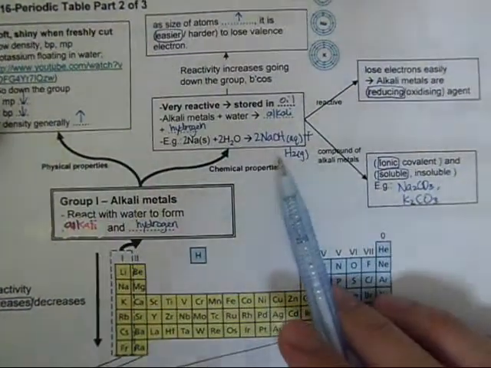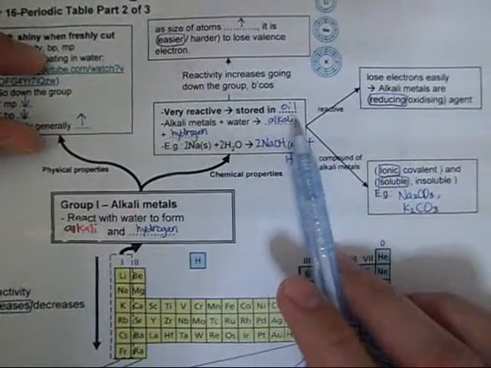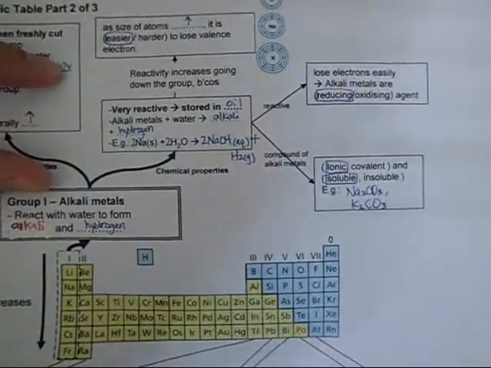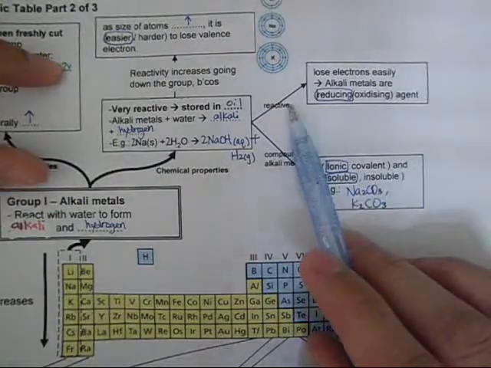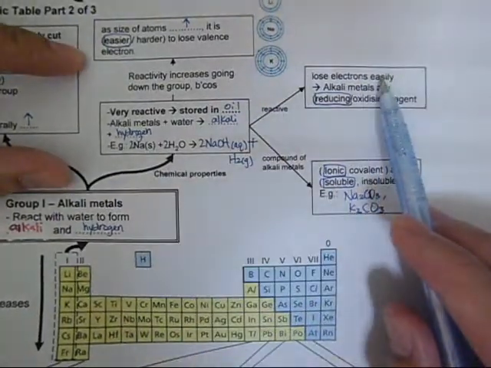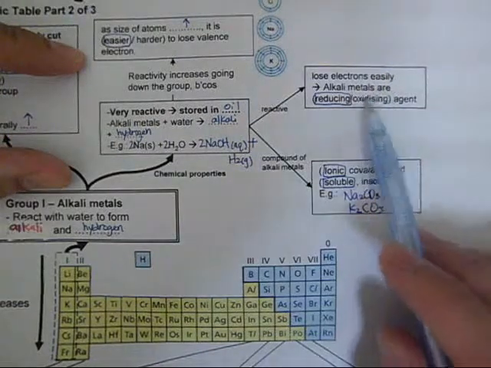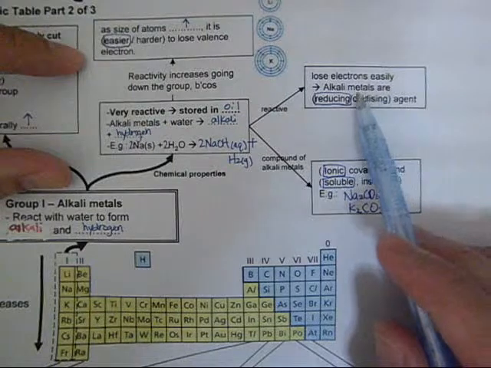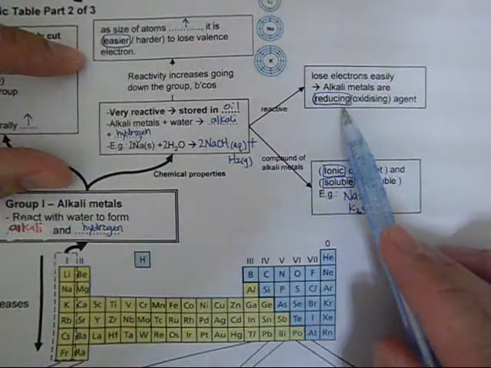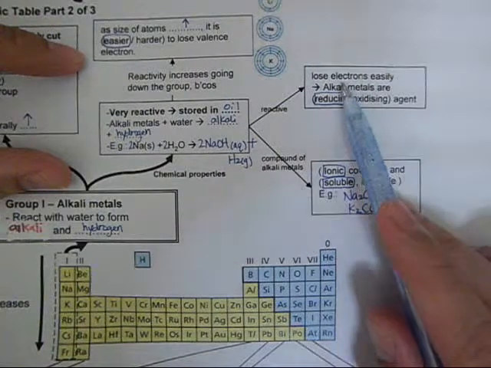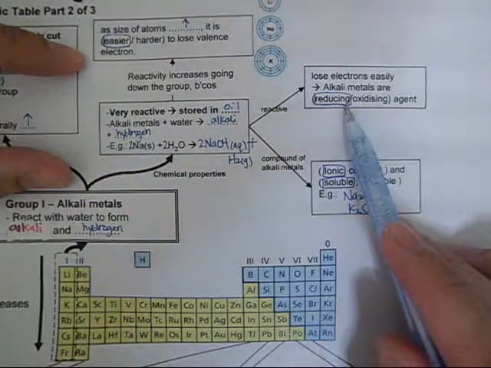Okay, alkali metals. Very reactive, stored in oil. All the alkali metals are very reactive, meaning that they will lose electrons quite easily to become positive ions. So alkali metals are reducing agents, because a reducing agent undergoes oxidation, and losing electrons is an oxidation process.